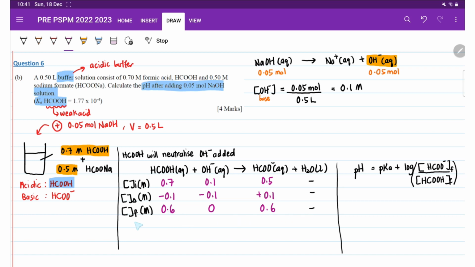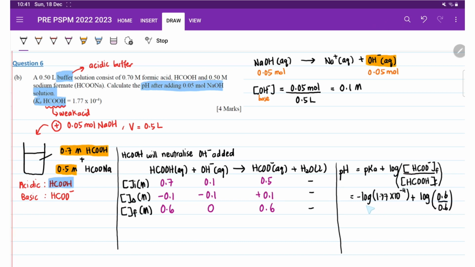Once you have the final concentration, barulah kita akan masukkan semula ke dalam kita punya Henderson-Hasselbalch equation for the acidic medium. Kita masih lagi akan pakai pH equals to pKa plus log concentration of conjugate base over weak acid, the final concentration. So, kita substitutekan nilai. So, pKa is negative log Ka. Negative log 1.77 times 10 to the power of negative 4, plus log of the final concentration, conjugate base 0.6, weak acid 0.6. Jadi, you will get the pH of the solution as 3.75.